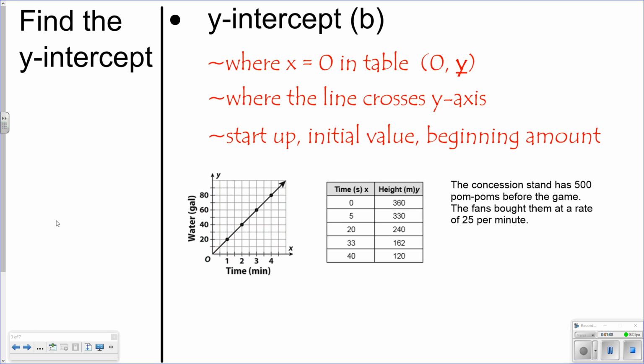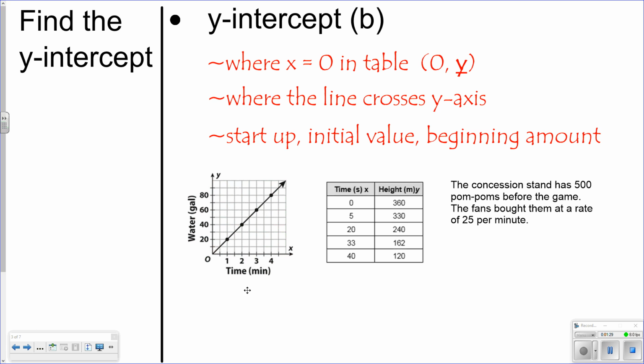We also need to find this y-intercept, which is the b. This is where x is equal to 0 in the table, so when x is 0, whatever that y is, it's where the line crosses the y-axis from a graph. And from the words, it's our startup value or initial value, beginning amount, something like that.